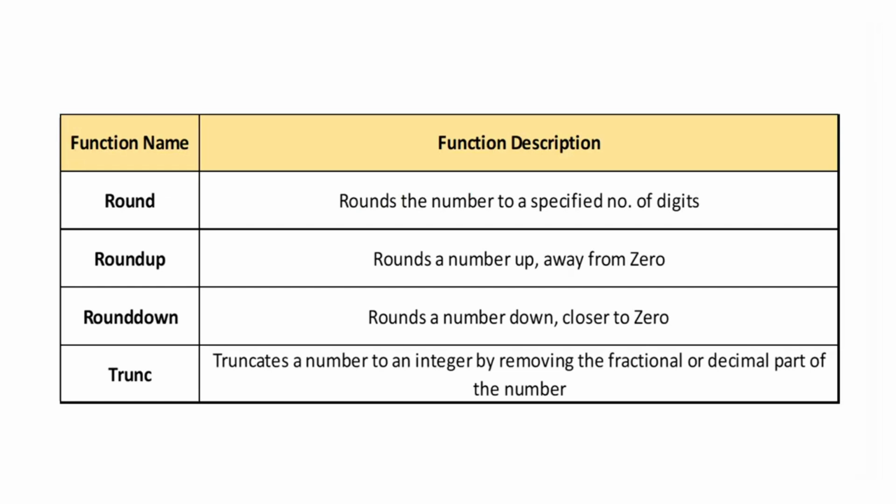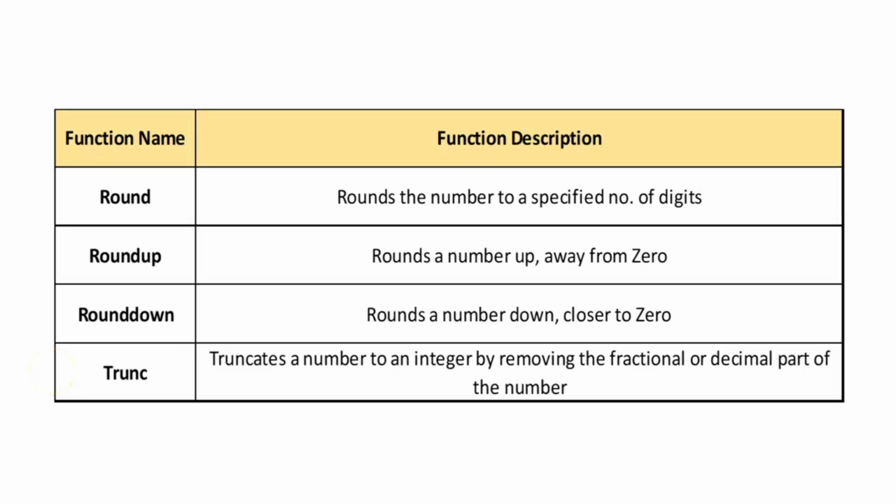Before moving ahead to our Excel sheet, let us first define these functions. Round function rounds the number of cells to a specified number of digits. Round up always rounds a number up and moves the value away from 0. Round down always rounds a number down and it brings 0 closer to it. Trunc truncates a number to an integer by removing the fractional or decimal part of it.